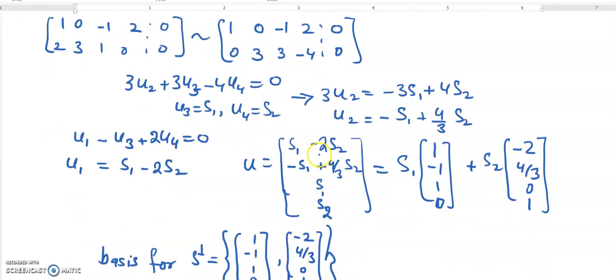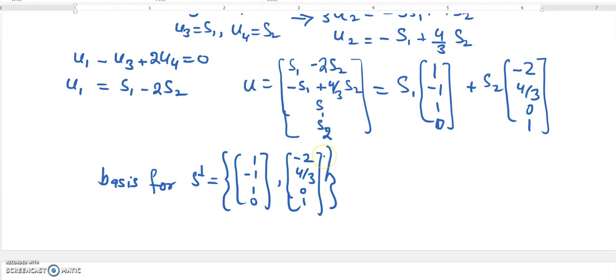So we can verify it. For example, we can take arbitrary values s1 and s2 as 1 and 1, so therefore u will be, for example, like a verification. Okay, we will continue it in the next video clip.